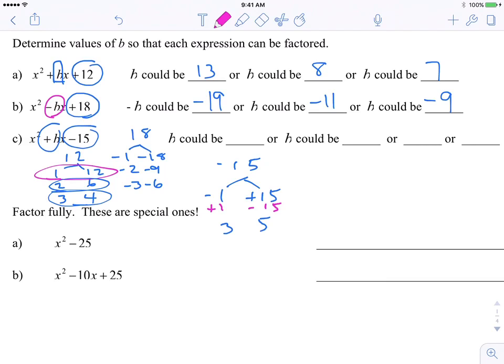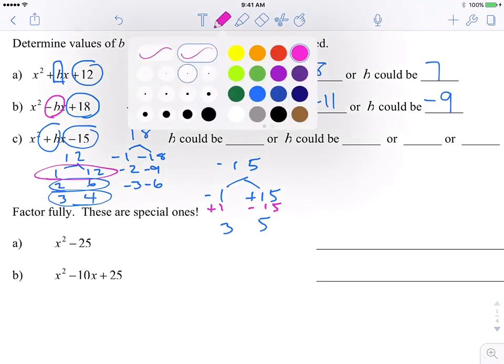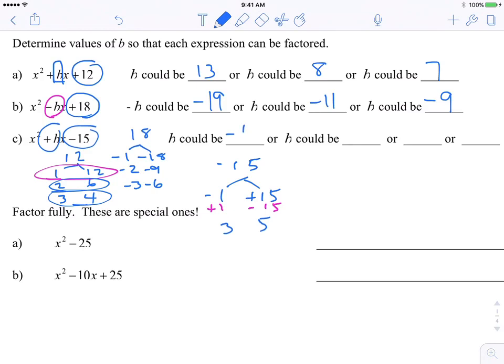So if we have indeed negative 1 and a positive 15, then our answer will be positive 14. But if we have a positive 1 and a negative 15, then our answer is going to be negative 14. Similarly, if we have a negative 3 and a positive 5 as our two terms, then we will have a sum total of positive 2. But if we have a positive 3 and a negative 5, again, negative 5 and a positive 3 will multiply to negative 15, but the sum total would be a negative 2.